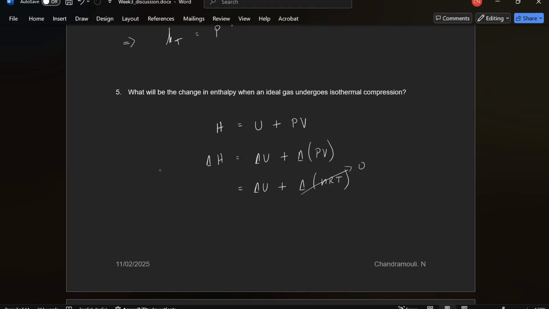And then since this is an isothermal compression, temperature is not going to change, so this is also going to be 0. Therefore, the enthalpy change is also going to be 0. It's quite simple and straightforward. This holds for compression or expansion, it doesn't matter. The enthalpy change is going to be 0.